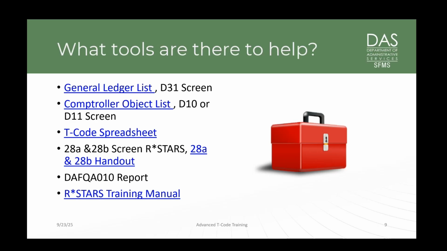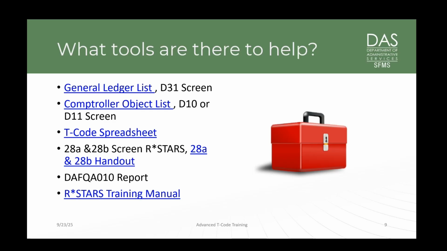So if there's tools, what are they? Because I need all the help I can get in finding the right T-code. We have a general ledger list, and we're going to look at that. Or you can go to the D31 screen in R-stars. We have a comptroller object list, or you can look at the D10 screen or the D11 screen. You might use the T-code spreadsheet. It's awesome, and it's my favorite place.